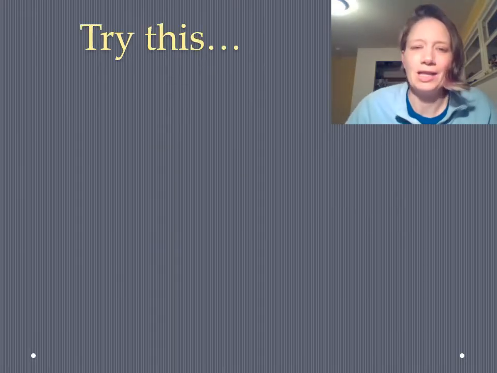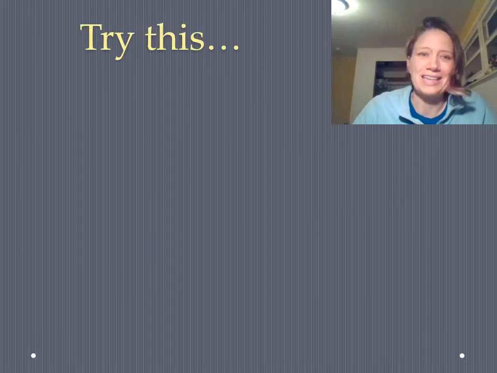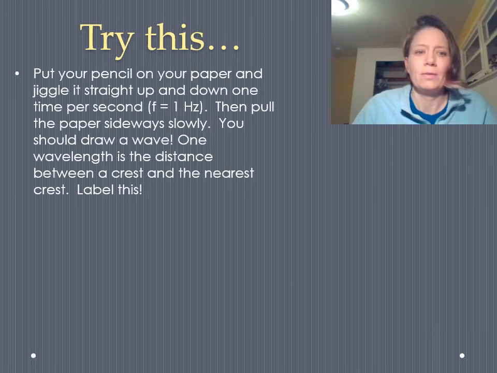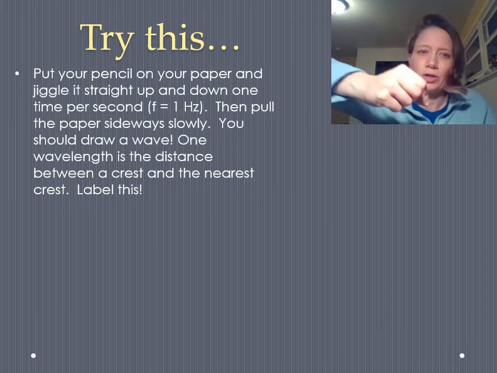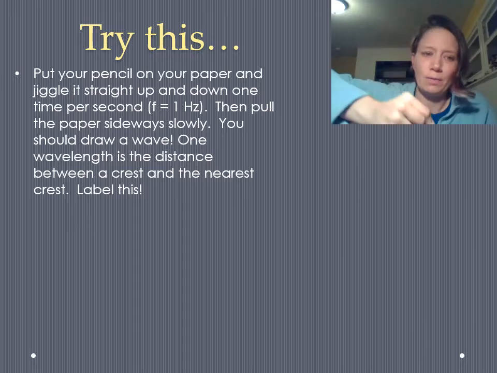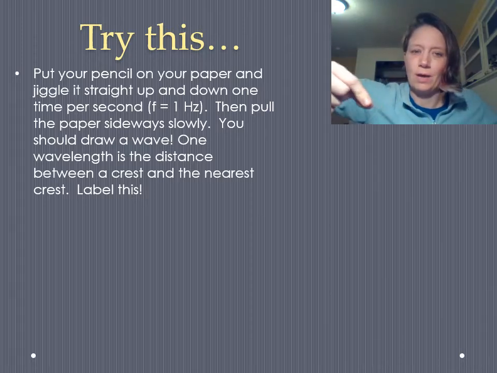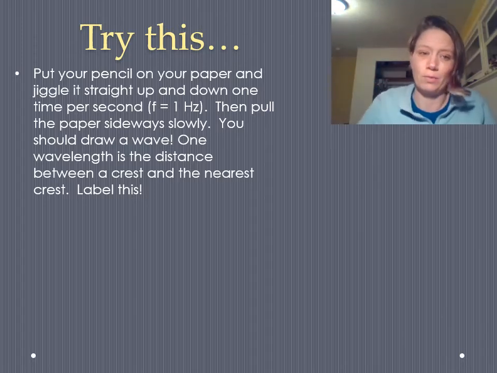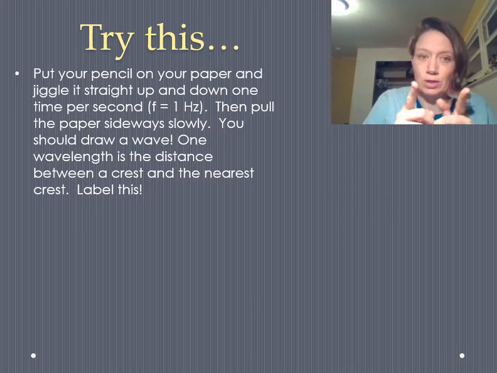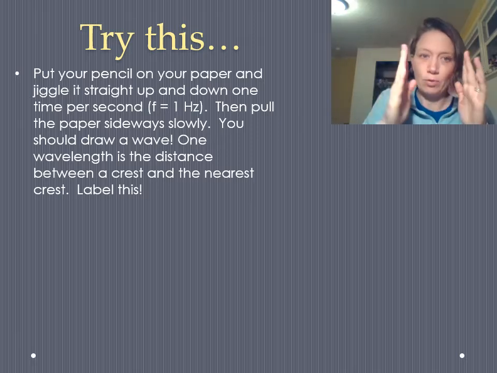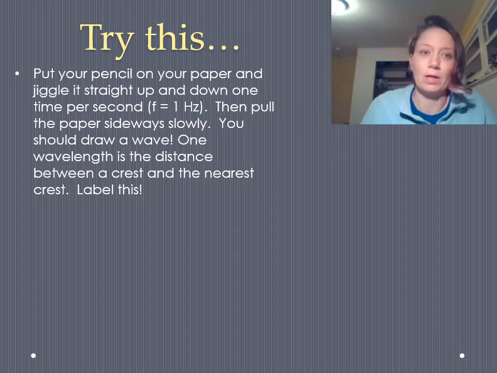Okay, so if we were in class, we would do a bunch of demos to let you figure out these relationships on your own, but they're pretty intuitive, and you can actually do a demo right there on your paper. So try this. Put your pencil down on your paper and start just jiggling it up and down, straight up and down for a second, just to get the flow of things. And then start pulling the paper sideways, and you should be drawing a nice wave on your paper as you pull. One wavelength of this wave is going to be the distance between two crests. So you can go ahead and label that right on your paper. Label it lambda for one wavelength.